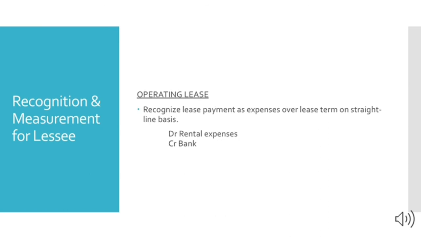Next, for operating lease, the lessee should recognize lease payment as expenses over lease term on straight line basis. So the recording will be debit rental expenses, credit bank. It's same as normal rental for operating lease.